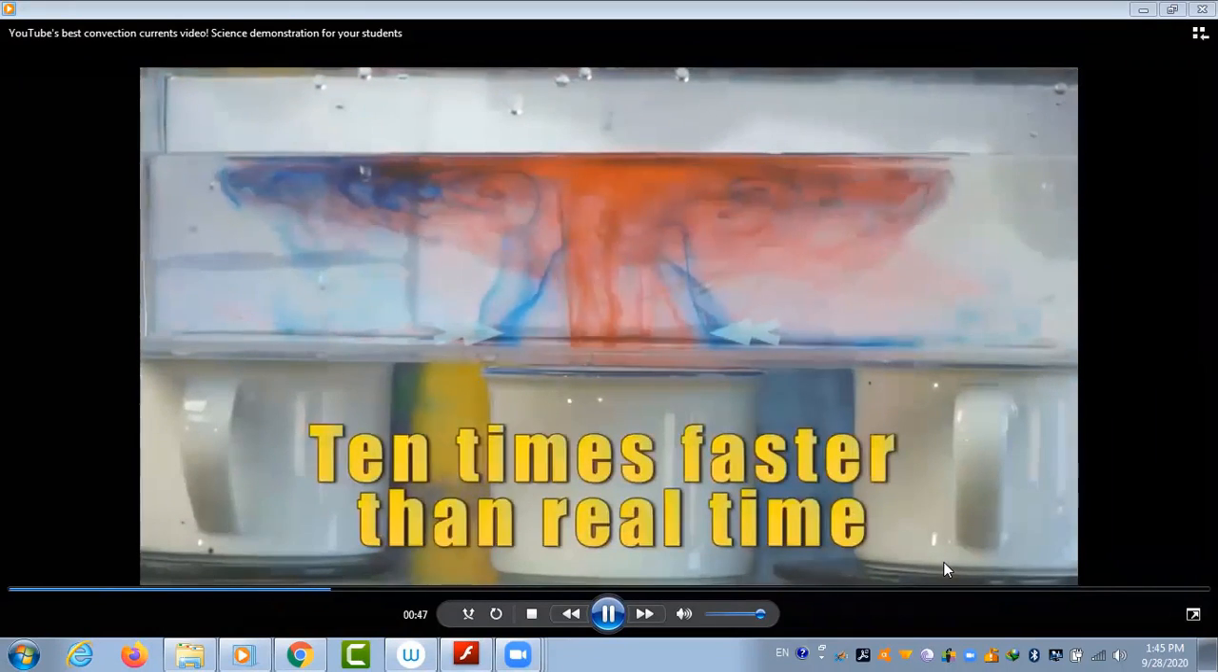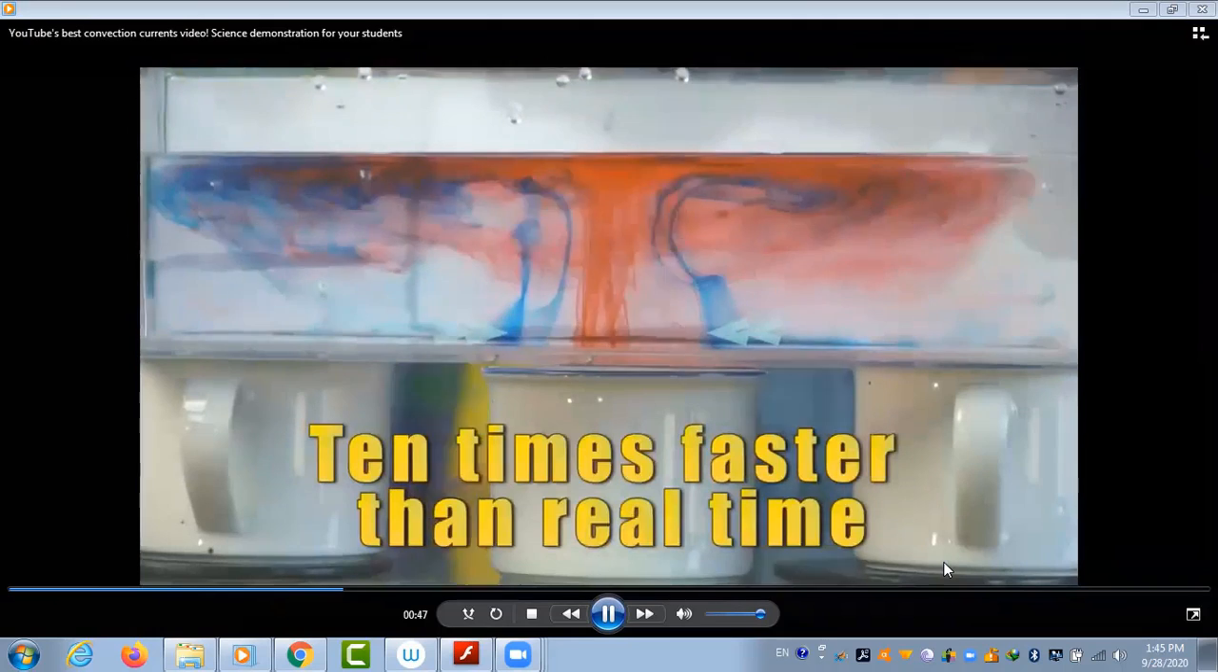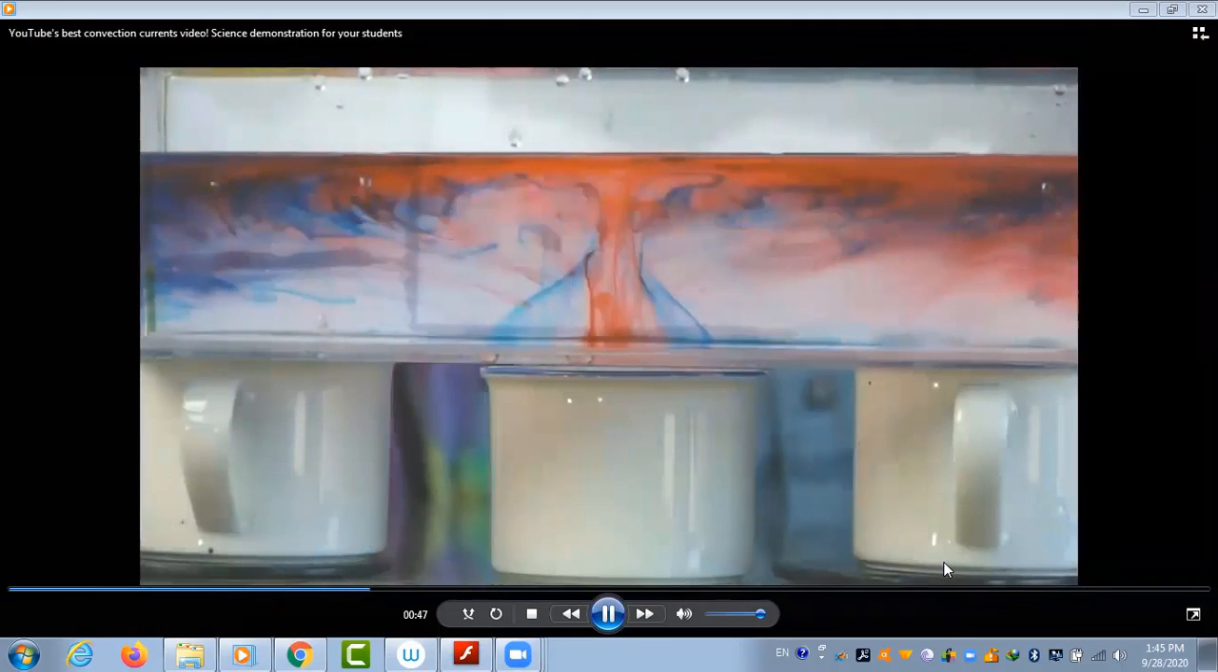But I want you to look closely and notice something else. The blue on the sides is being drawn in. You can see it better when I speed it up. Here's the thing I want you to remember. When water moves from one place, it doesn't leave a void behind. Water from somewhere else has to move in to take its place. That's why you can see the blue food coloring coming in from the sides.